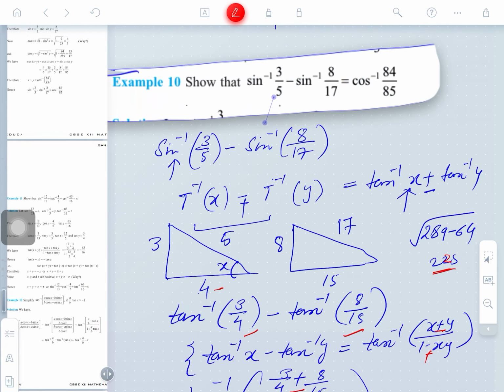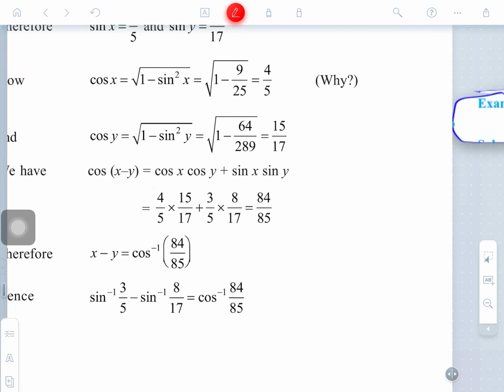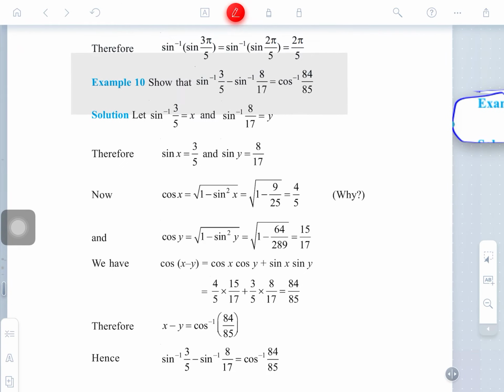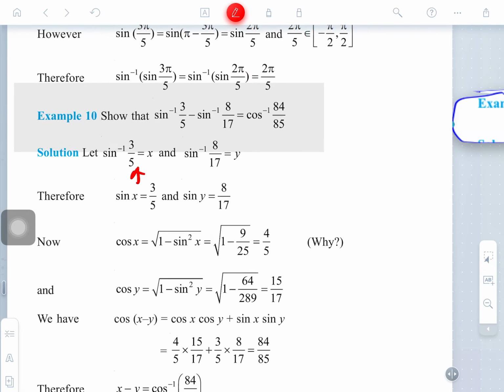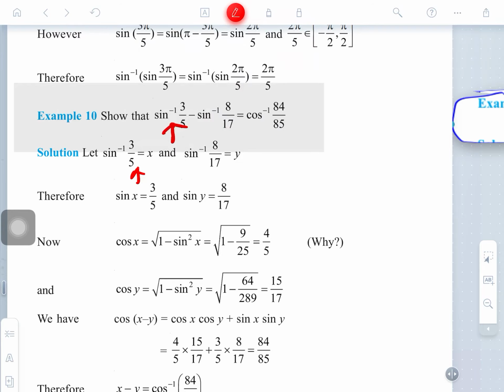Why did I tell you this method? The reason is that this method is very common to all. However, another method is also given in your NCERT textbook. You just suppose the quantity. I am telling this method also right now. You can suppose sine inverse of 3 by 5 as alpha. So you will write sine alpha is equal to 3 by 5.